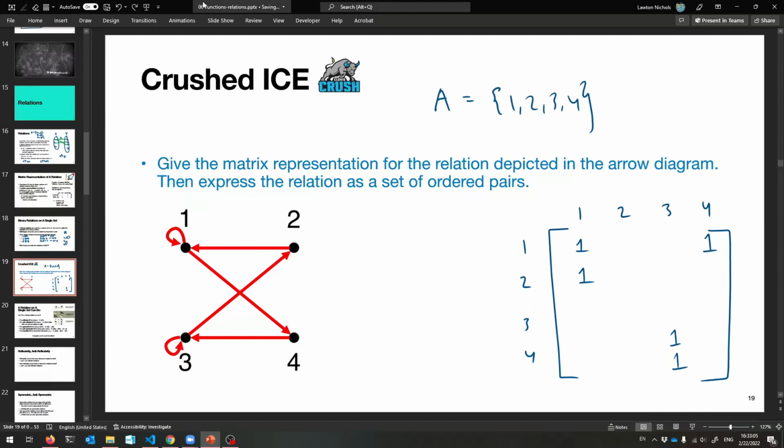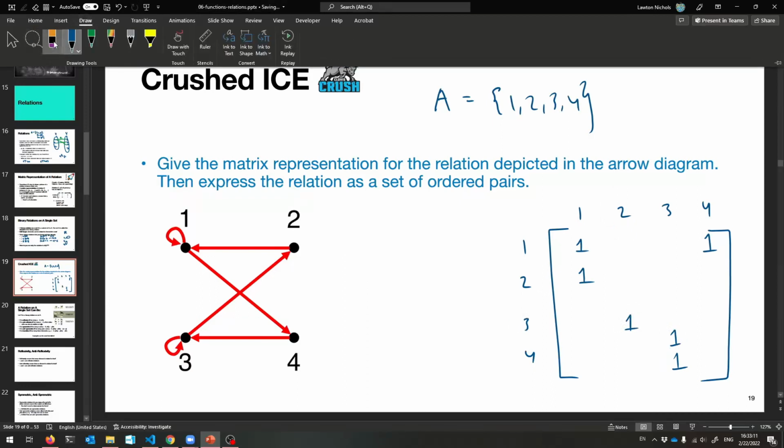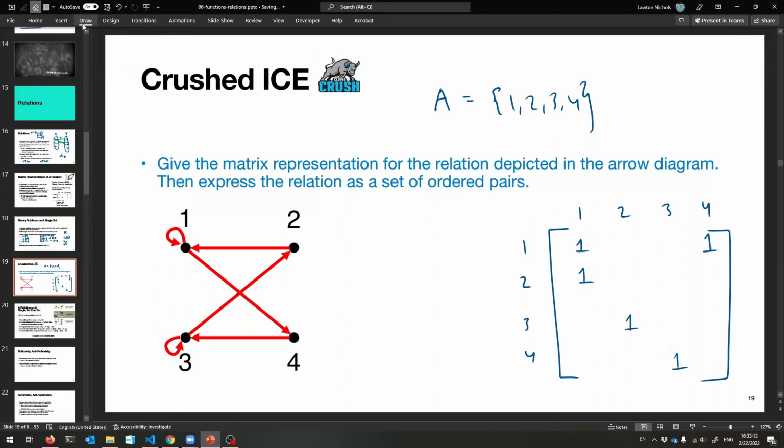I put a 1 there, and now this guy looks way out of place. 3 is related to 3. Let's move him up. That looks better. Okay, so that is all the 1s in the relation. That's all the things that are related. Everything else is then a 0. And so you could read off the answer as the ordered pairs from the matrix or from the diagram. It doesn't matter.